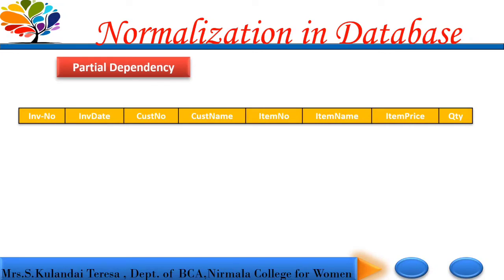In partial dependency, a non-key column is dependent on part of the primary key column. Here is the table which relates to the second normal form. The first normal form is reduced to the second normal form.